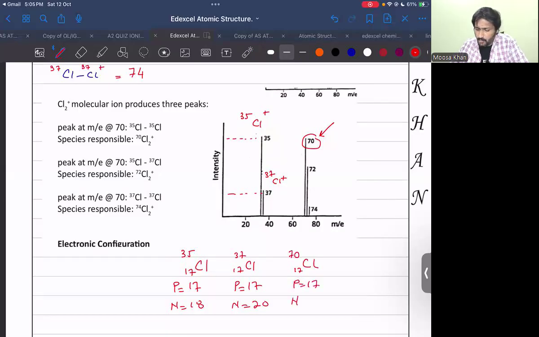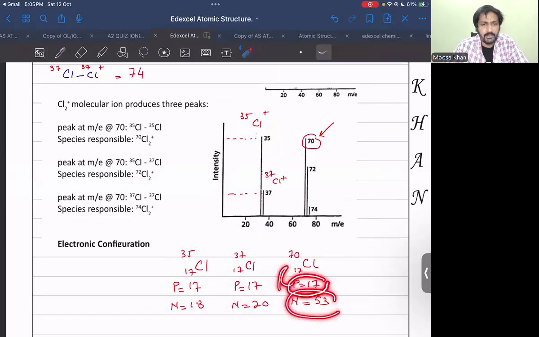do you think it makes sense that the number of neutrons in the third isotope should be equal to 70 minus 17, which is 53? We can comprehend that the number of neutrons increases by 2, it's okay. But the number of neutrons from 18 to 53 is 35 more neutrons. Do you think these 17 protons are able to hold up this many neutrons?